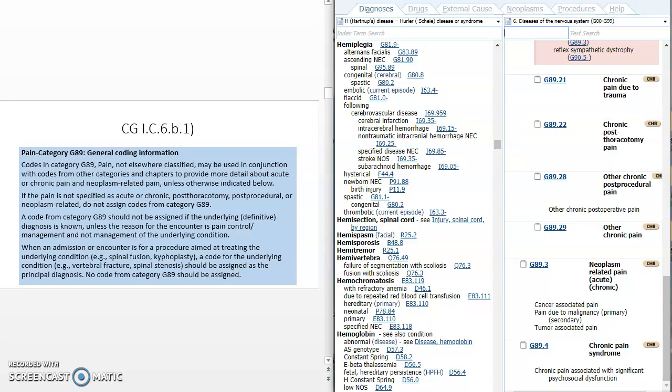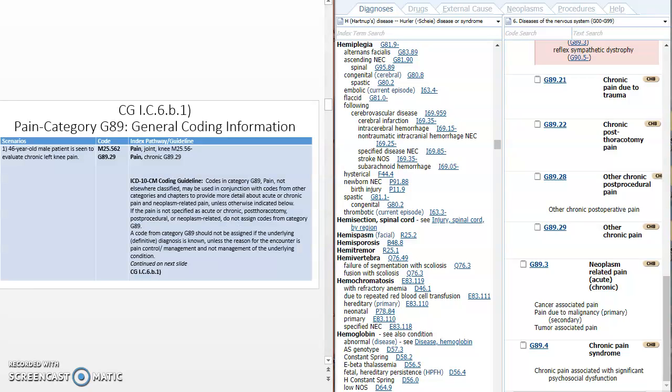So I think if we take a look at a clinical scenario, it'll help us to apply this. This is a 46-year-old male patient seen to evaluate chronic left knee pain. So in this case, we need to say that it's knee pain because that's what we're evaluating, but the code for knee pain is not descriptive enough to include the chronic part. So we're going to come up with two codes.